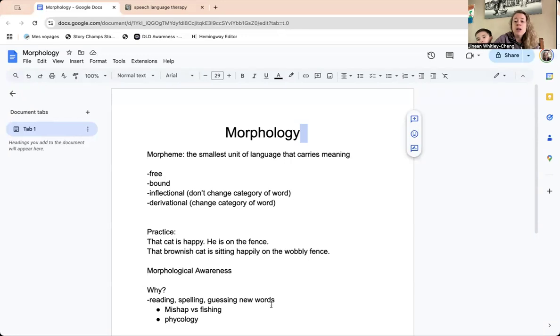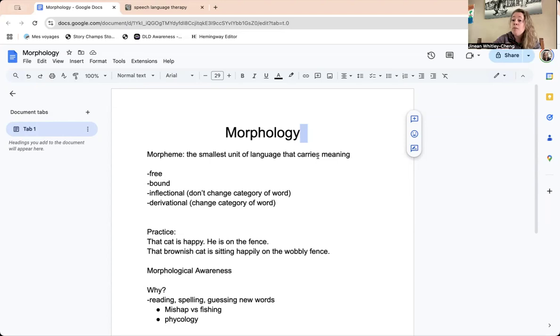So morphology is the study of morphemes, and morphemes are the smallest unit of language that carry meaning. So what does that mean, right? Let's break it down. There are different kinds of morphemes. First of all, there are free morphemes. These are words that can stand alone. Cat, the, is, whale. Those are free morphemes. They don't need to be attached to something else to carry meaning.